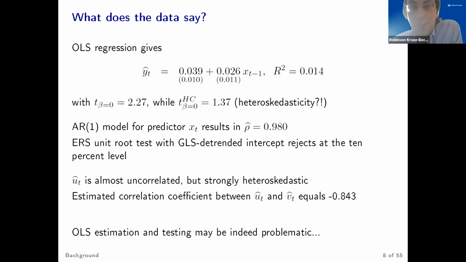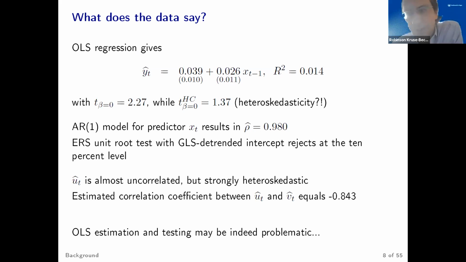If you do a heteroscedasticity correction on the standard errors, you lose that result. Let's take a look at that later. Just confirming that the predictor is really highly persistent, we estimate an AR parameter close to unity. The sophisticated unit root test does not really reject, so it's a borderline decision.